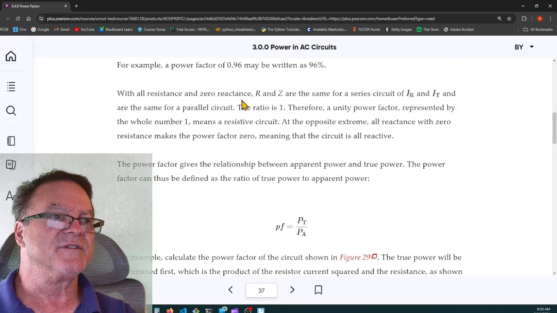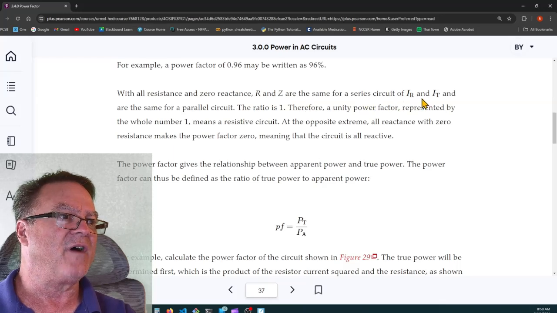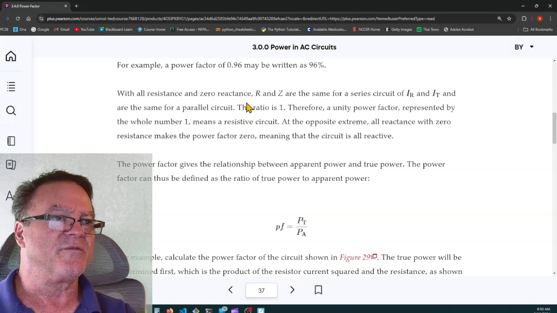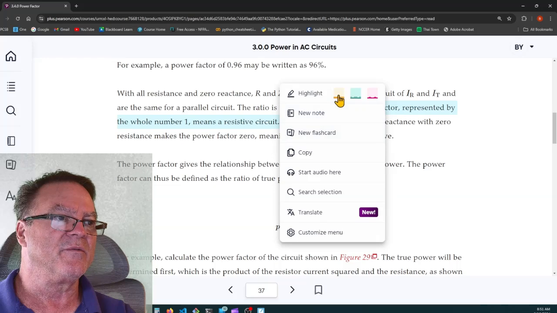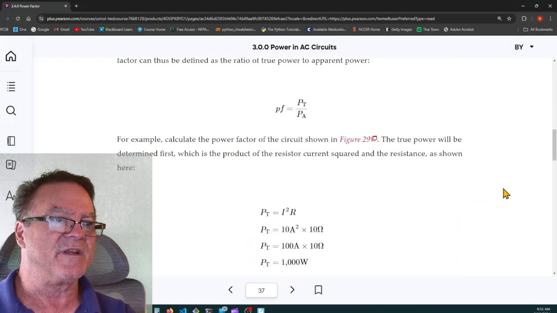With all resistance and zero reactance, R and Z are the same for a series circuit. In other words, if we had all resistance and no reactance, then our adjacent side would be as long as the hypotenuse. We would have no vertical, no y-axis. So this would be a ratio of 1, a unity power factor represented by the whole number 1 means a purely resistive circuit, and we'll see that later.